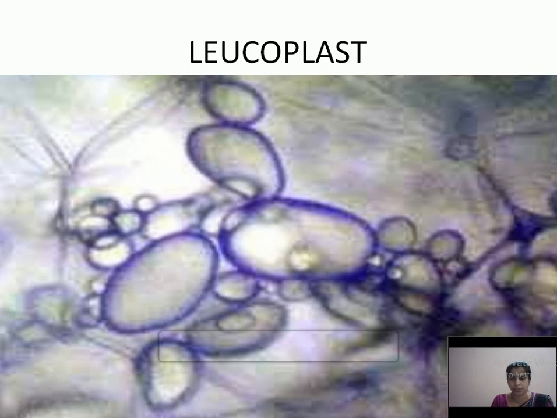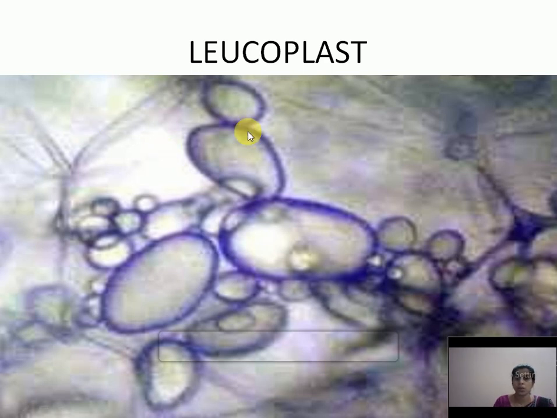So this leucoplast is mainly found in non-photosynthetic areas, for example the root. The root is not able to synthesize food because there is no chlorophyll, and they act as a storage shed for starch, lipids and proteins. That also depends on the need of that plant. They are mostly used for converting amino acids to fatty acids.